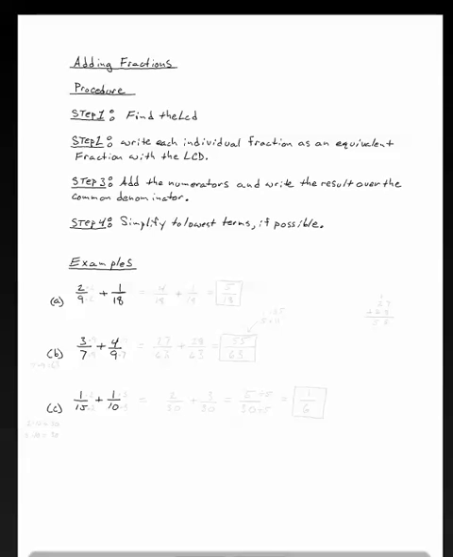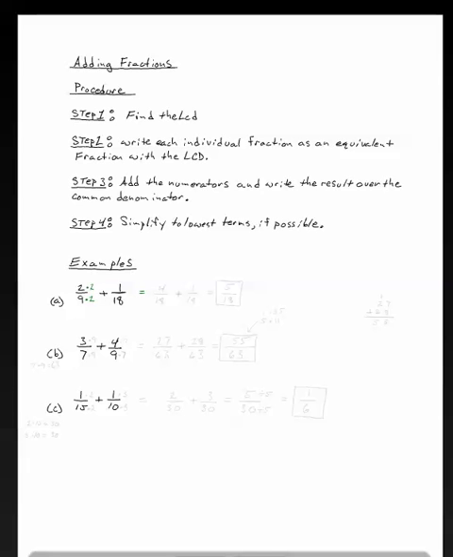So let's look at example A. We've got 2 over 9 plus 1 over 18. So the first thing we have to do is find the lowest common denominator of 9 and 18. And remember, that's the smallest common multiple. Well, 18 is a multiple of 9. So if we do 9 times 2, we'd get 18. But whatever we do to the denominator, we have to do to the numerator as well.